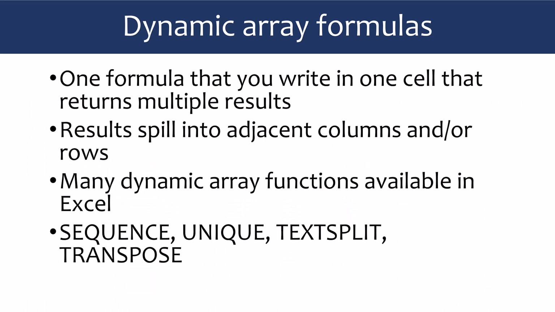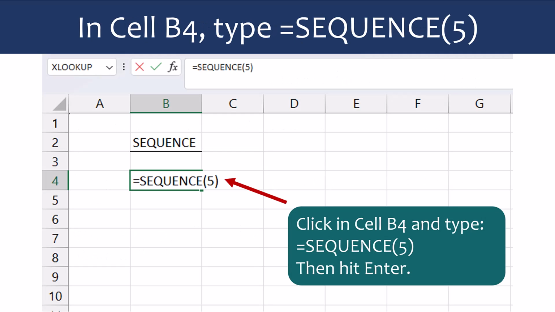A dynamic array formula is a formula that you write in one cell that returns multiple results. The results spill into adjacent columns and/or rows. There are many dynamic array functions available in Excel. In this tutorial, we will cover sequence, unique, text split, and transpose. Go to the dynamic worksheet.